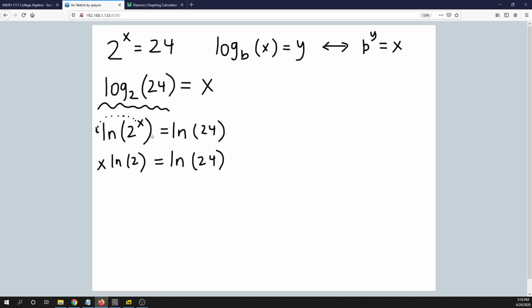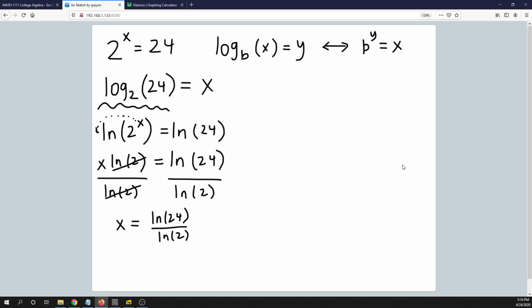Okay, and so now I want to get x by itself after I bring the x down, right? I want to get it by itself on this side of the equation. I can do that by dividing both sides by the natural log of 2. And then over on this side, those values are going to cancel out. And I'm left with x equals ln 24 over ln 2. Okay. And so now this is an expression that can be entered into your calculator to get a decimal value.